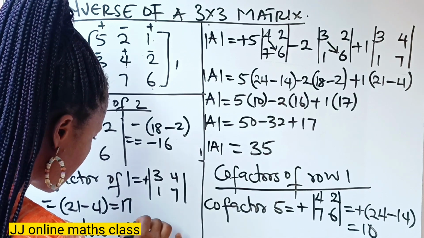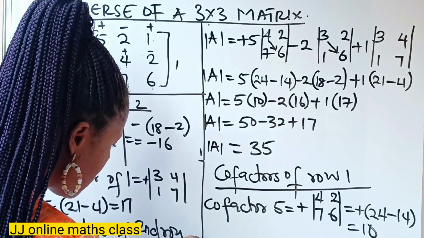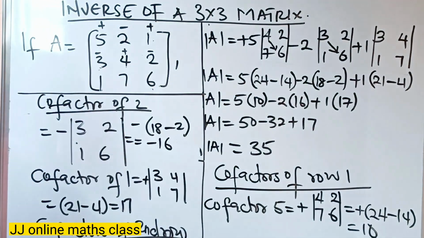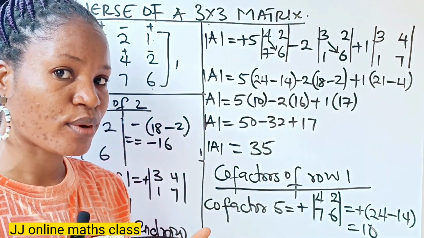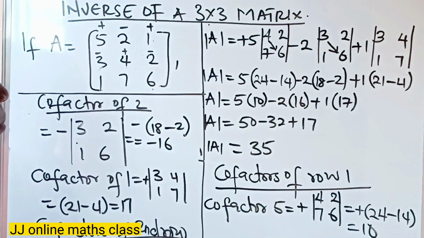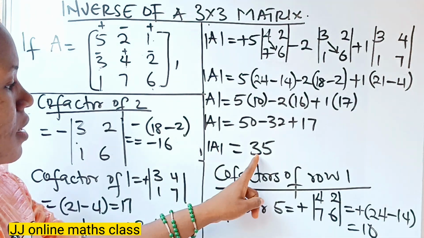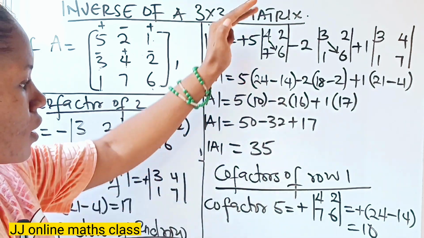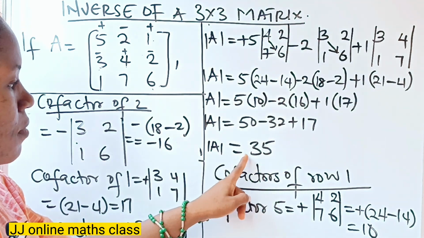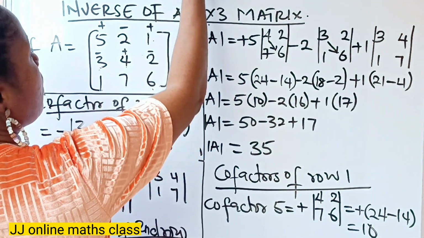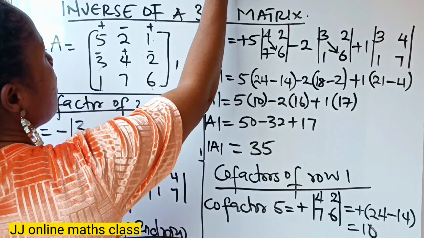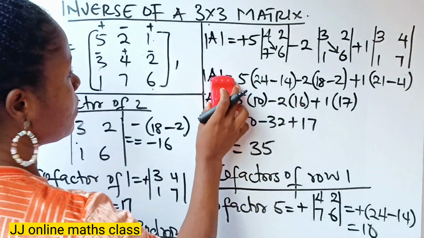Cofactors of what? The second row. Okay, let's go ahead and do that. I will keep managing my board. So our A determinant is 35. I'm going to clean this place now. Our A determinant is what? 35. So I'll write it somewhere and then I'll wipe this place.